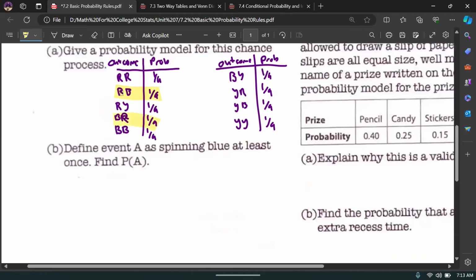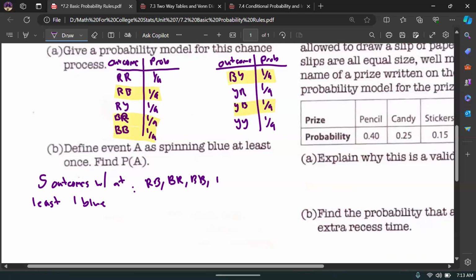Once there's a blue here, a blue here, a blue here, and a blue here. So the probability of spinning a blue at least once, there are 5 ways to do that, right? 5 outcomes with at least one blue, right? And I'll list them. They were red-blue, blue-red, blue-blue, blue-yellow, and yellow-blue.